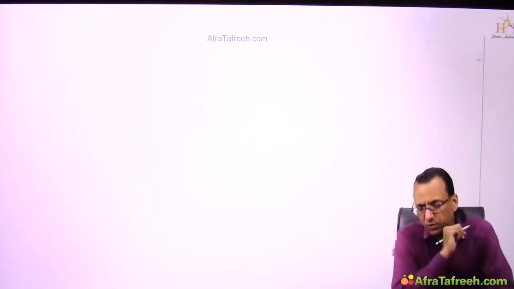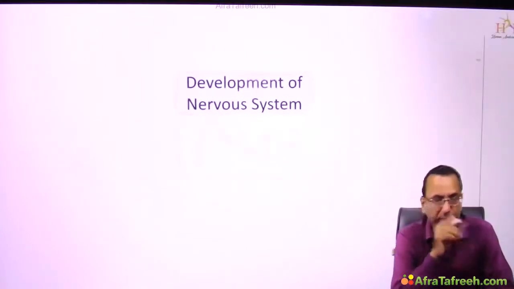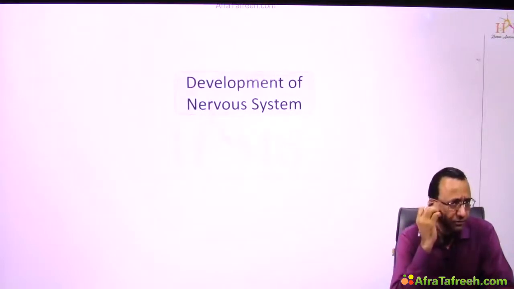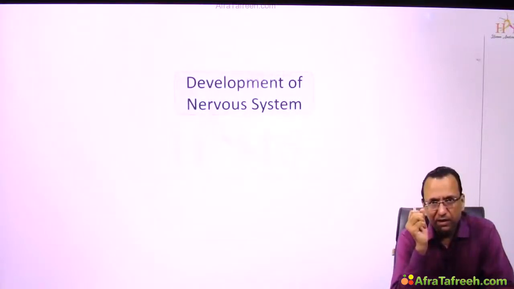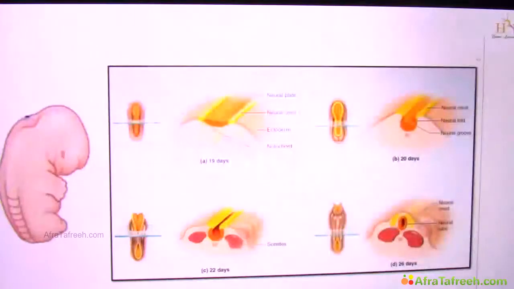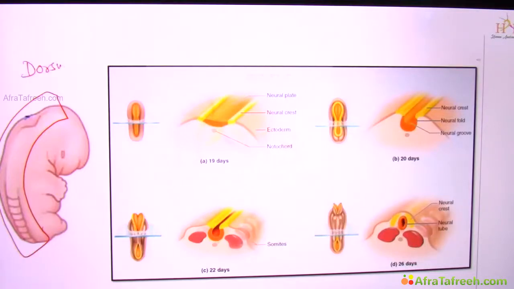As you're moving further, you'll find that we are talking about the developing nervous system at various levels. And you will see this diagram. It is the dorsum of the baby you are looking at. So when you look at the dorsum of the baby, there will be a neural plate formed, a neural groove formed, a neural tube formed. We want to talk about that.